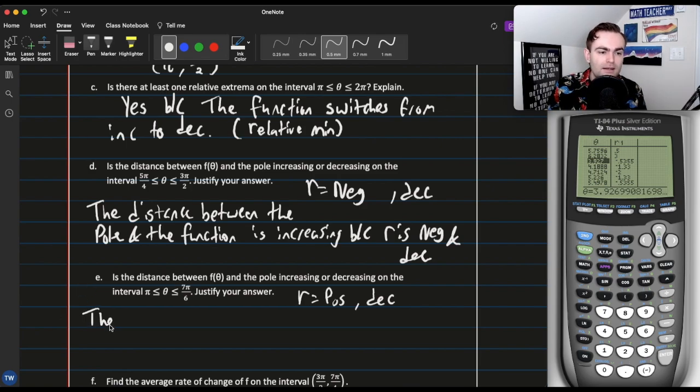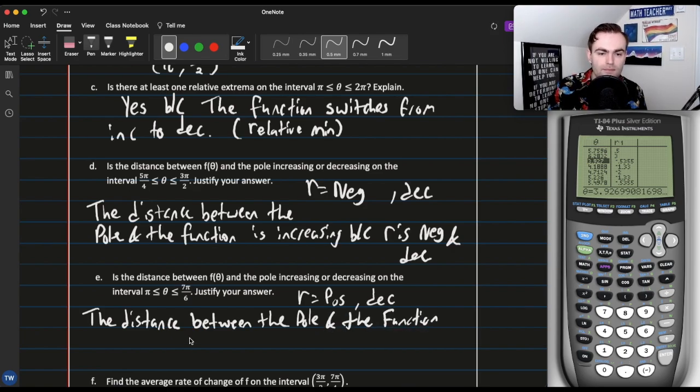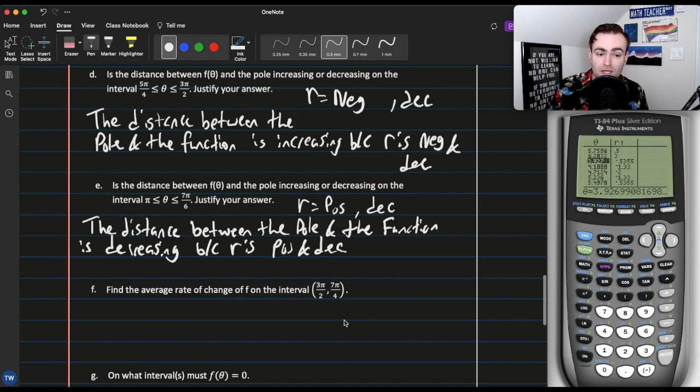So the distance between the pole and the function is decreasing because r is positive and decreasing. Fair enough.